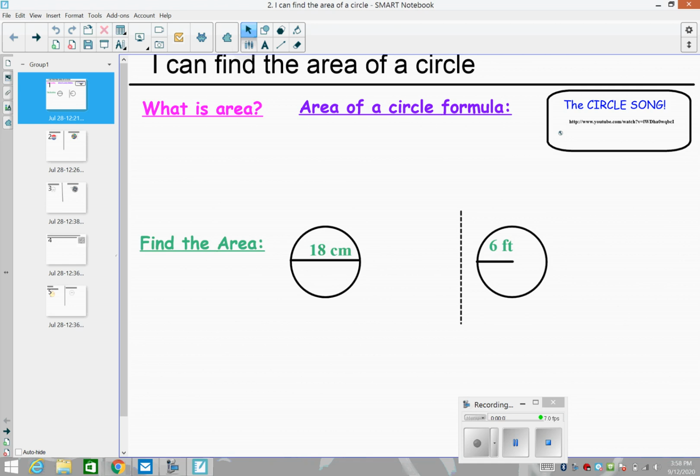Hey, math friends. So our learning target today is that I can find the area of a circle. So we're going to hone in just on the area of a circle.